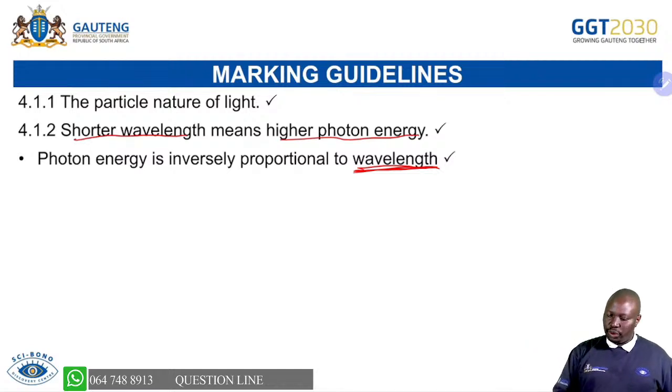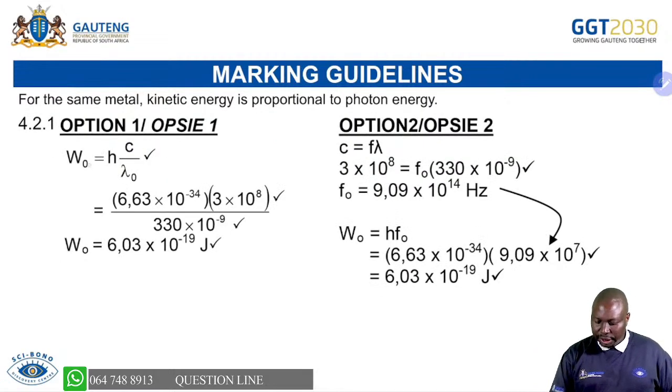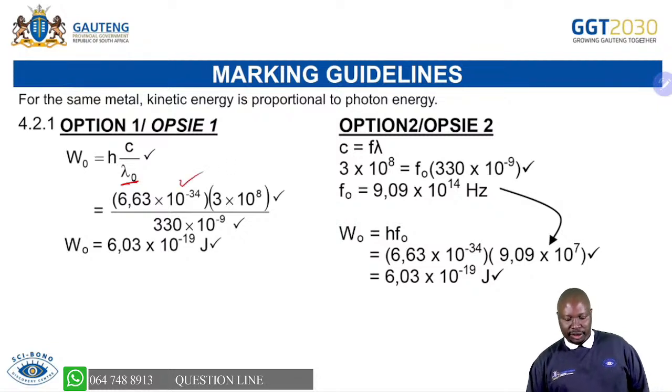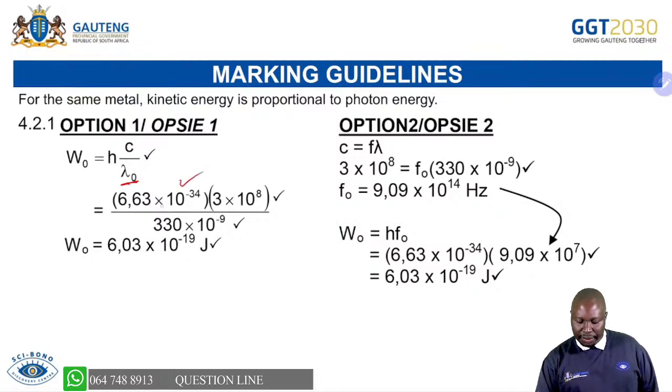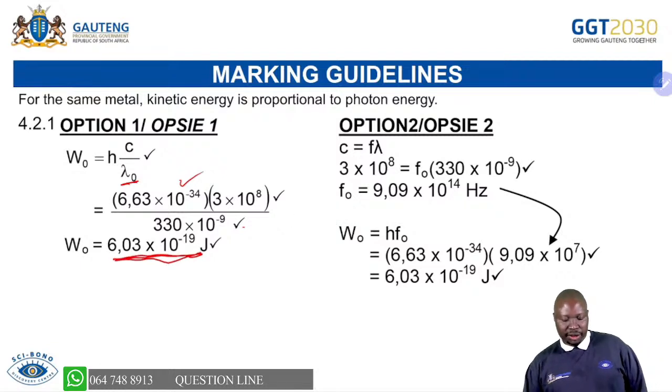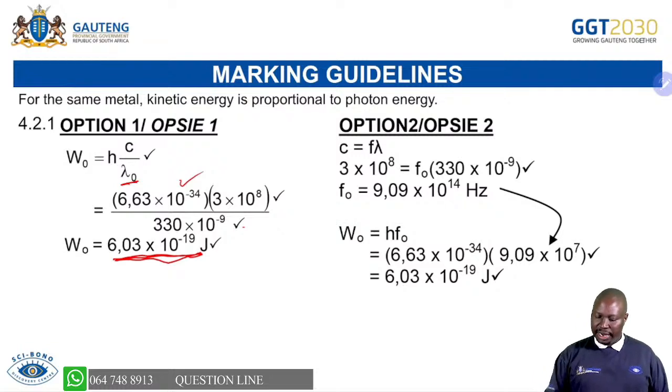The first one, you were supposed to calculate the work function, which is now that given wavelength of 330 times 10 to the power of minus 9. H and C are the constants, so you're able to do that. And then you just substitute. H is 6,63 times 10 to the power of minus 34, and the speed of light C is 3 times 10 to the power of 8. The wavelength associated with the threshold frequency was 330 times 10 to the power of minus 9. Then you are able to calculate the work function, which is 6,03 times 10 to the power of minus 19.